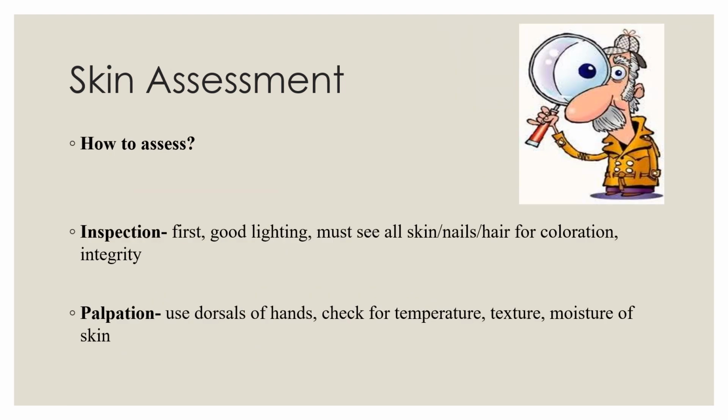So how are we going to assess these things? Well, we are going to inspect with our eyes, doing this first. We're doing inspection as always first, but you have to have good light to see small, even subtle problems. You must look at all skin, nails, and hair for different coloration and integrity. We're also going to palpate with our hands. We use the backs of the hands because that's the most sensitive to temperature. And so we're going to check for temperature, texture, and we can assess for moisture or dryness.